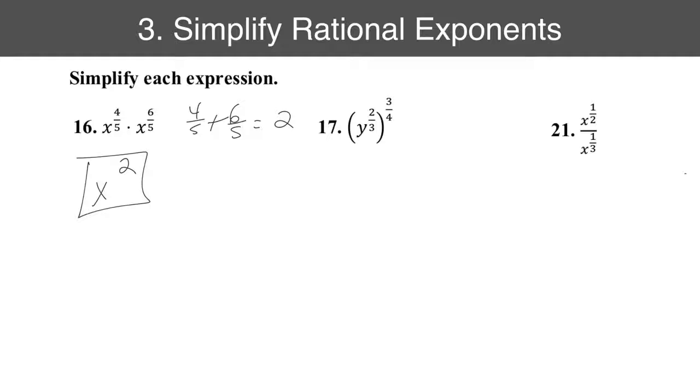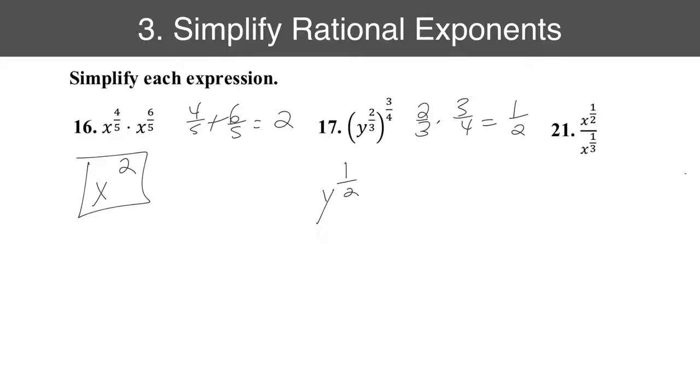So that is it. All you got to do is just add the two exponents together, and then that is your final answer. On 17, you have a power, so an exponent, raised to another power, another exponent. So what you do when you have a power raised to a power is you multiply the exponents. So 2/3 times 4/3. And your final answer comes out to be 1/2. So you get y to the 1/2 power, which there's nothing wrong with that answer.